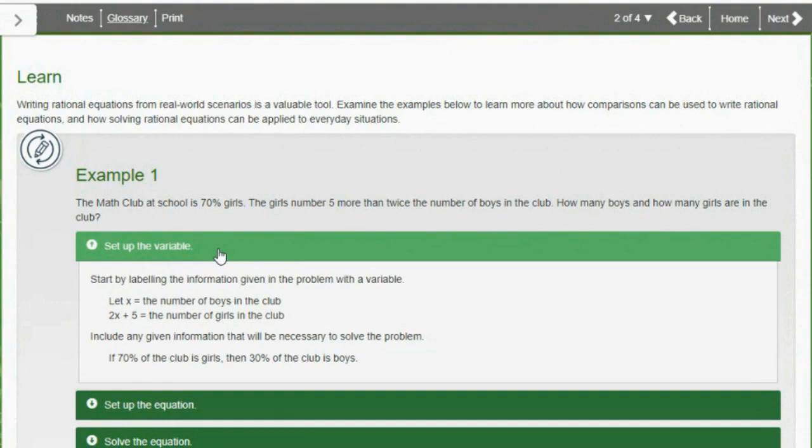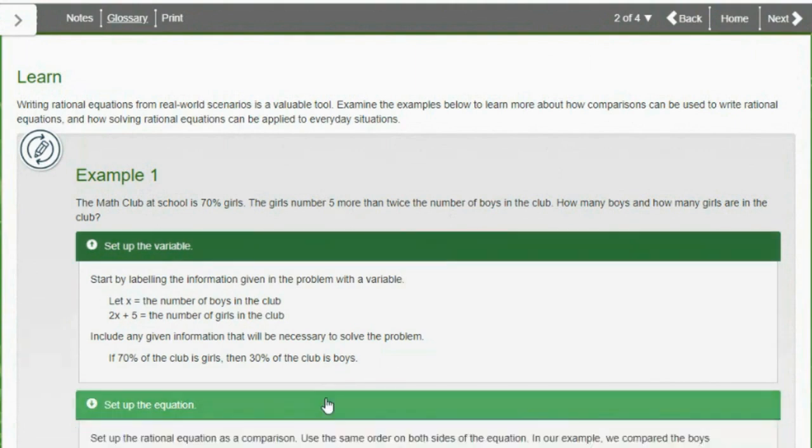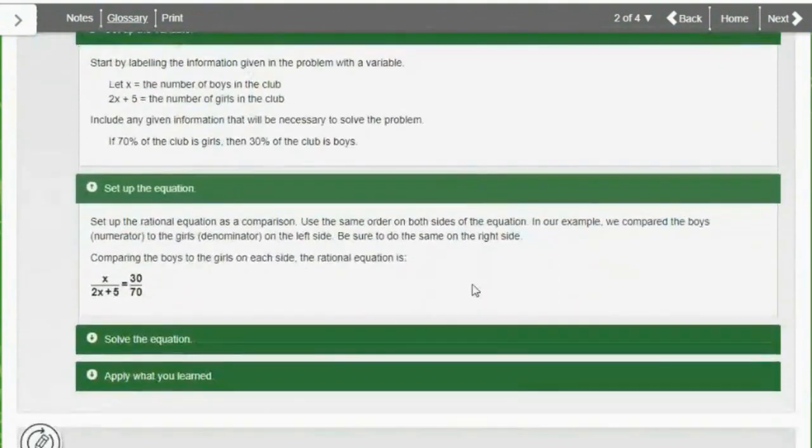And the girls would be 2 times the boys plus 5. Because that's what it told us. There's 5 more than twice the number of boys. And 70% girls, which means there's 30% boys in the math club. Then we have to set up the equation.